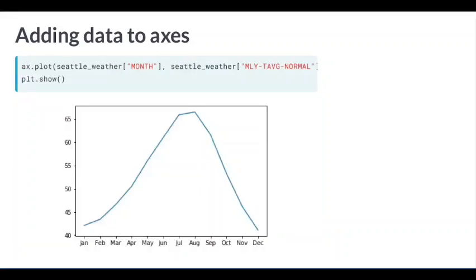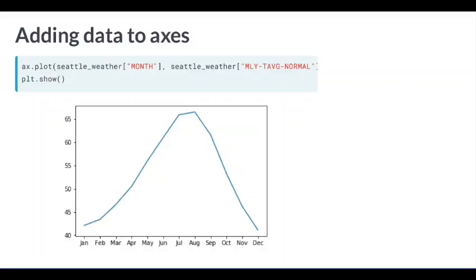To add the data to the axes, we call a plotting command. The plotting commands are methods of the axes object. For example, here we call the method called plot with the month column as the first argument and the temperature column as the second argument. Finally, we call the plt.show function to show the effect of the plotting command. This adds a line to the plot.